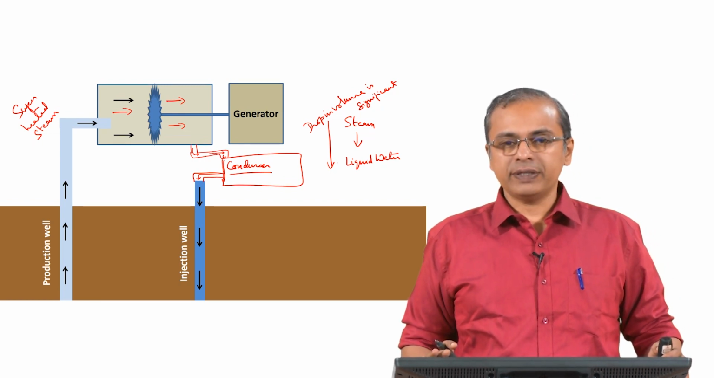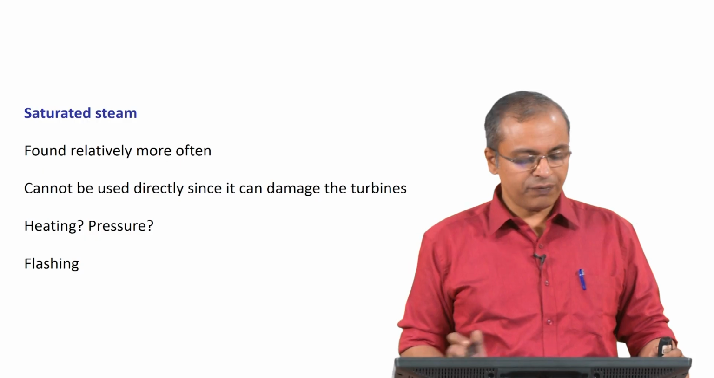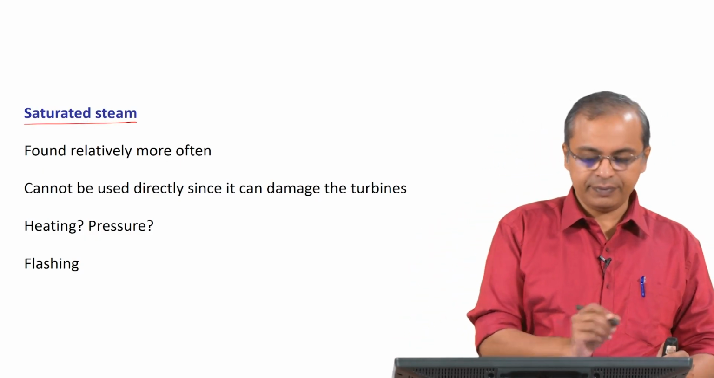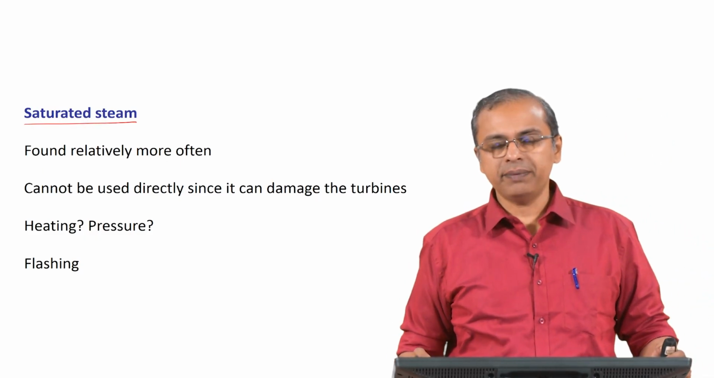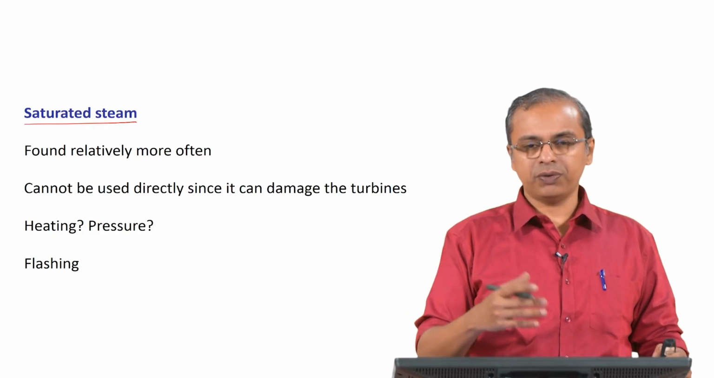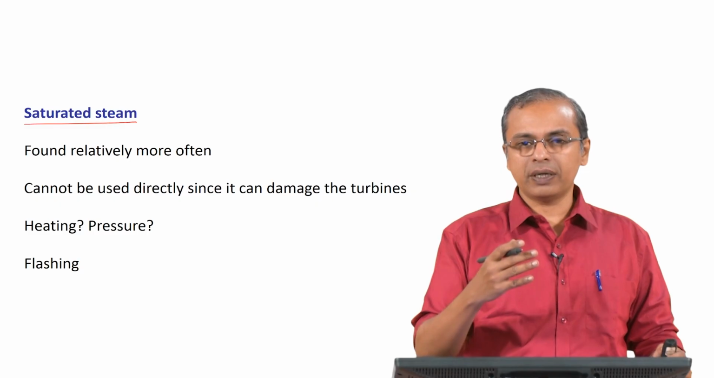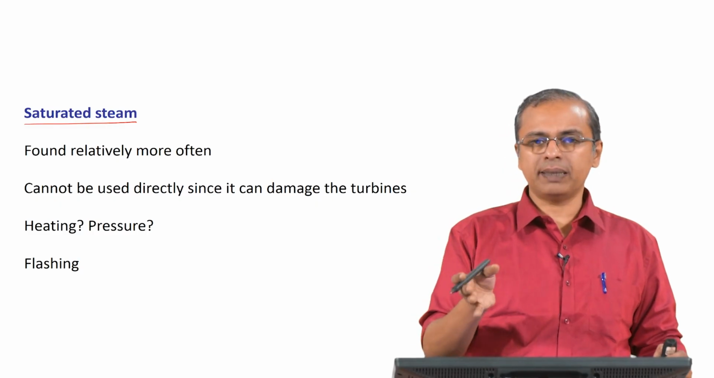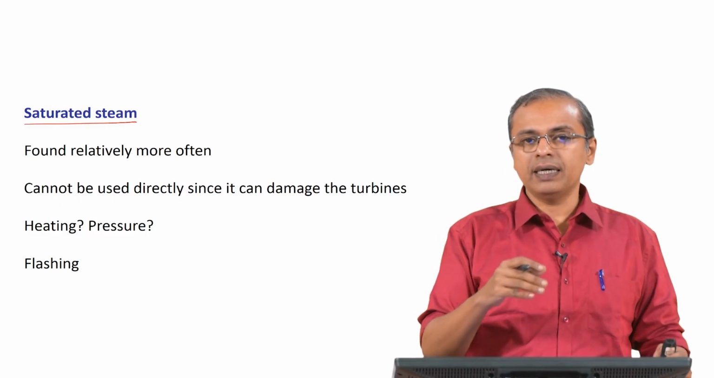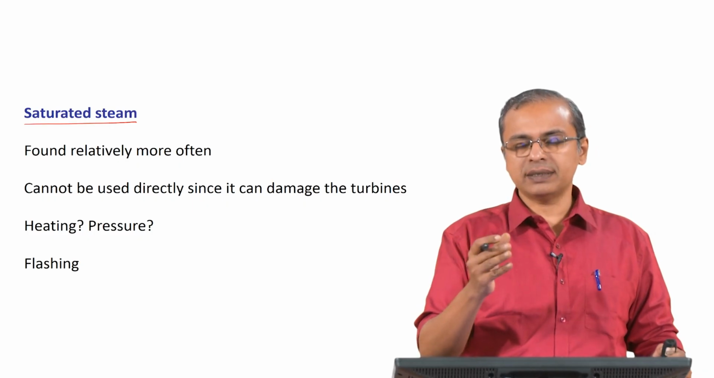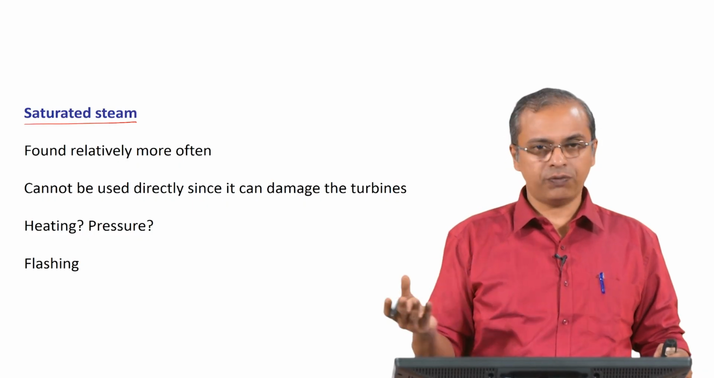But this is not what you always find. Often what you find is saturated steam. Saturated steam means it is just past the boiling point. So you boiled the water, it is just past the boiling point, you created steam, but you are sitting at a temperature that is very close to the boiling point, and at that point if you do anything that cools the steam even marginally, you are going to get droplets of water.